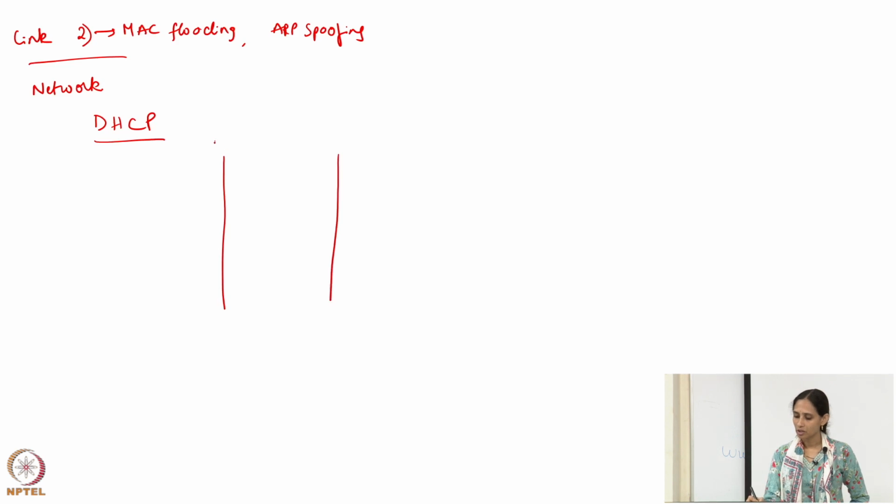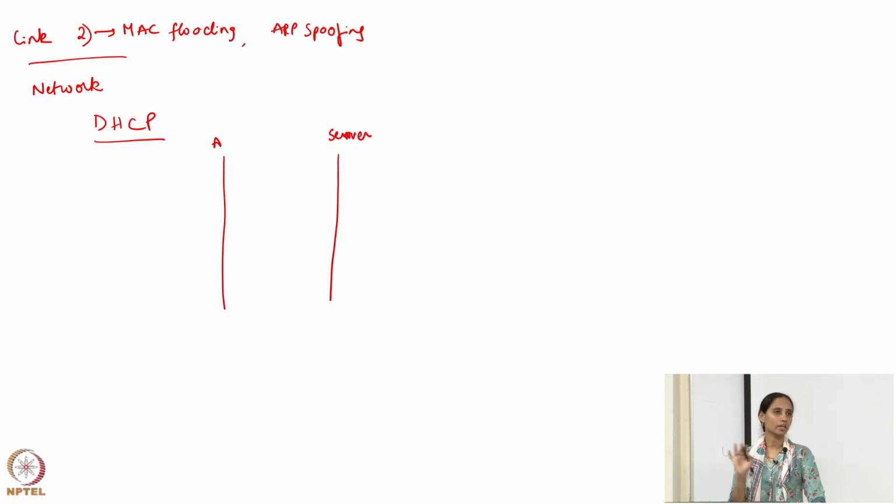Say this is machine A and this is the DHCP server. For now, let's assume that the DHCP server is in the same local area network. It doesn't have to be. I'll tell what happens if it is not, but for now let's assume that it is. Now when machine A boots up, it has no IP address. It will have a MAC address because that comes with the hardware chip, but it will not have any IP address, and it needs to get hold of one. So it sends out a DHCP discover message.